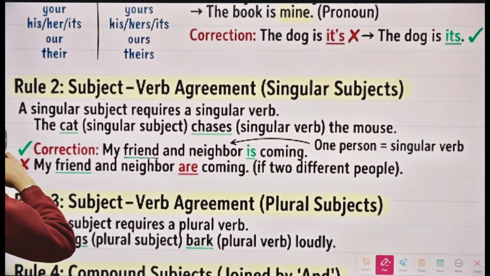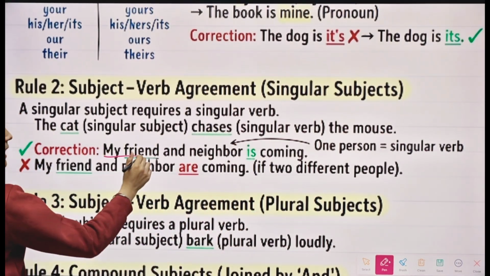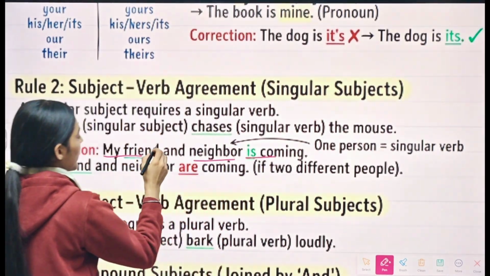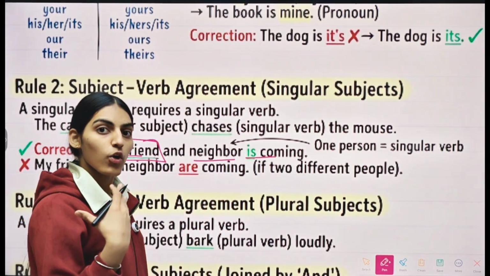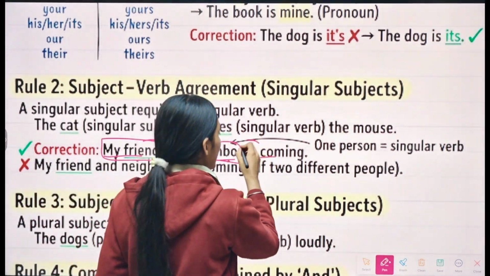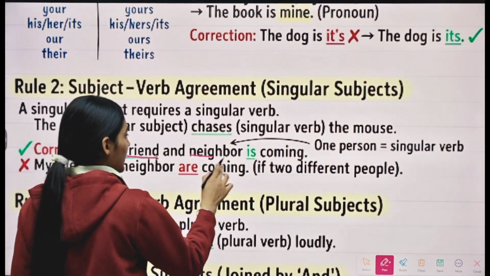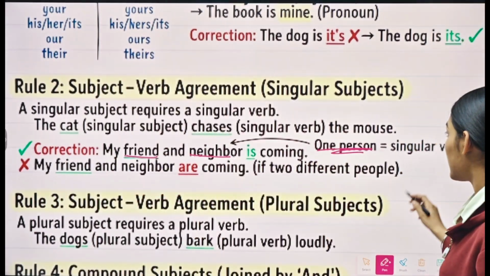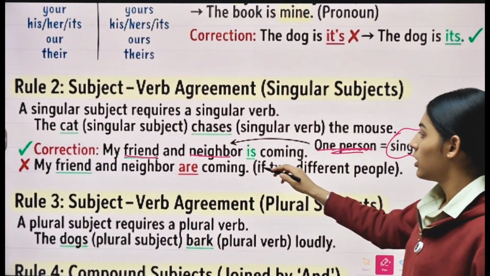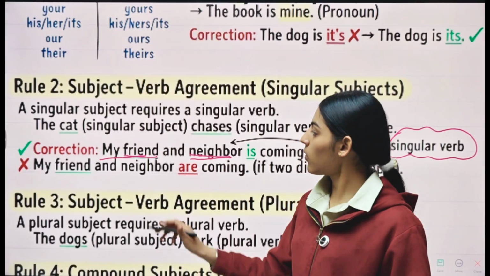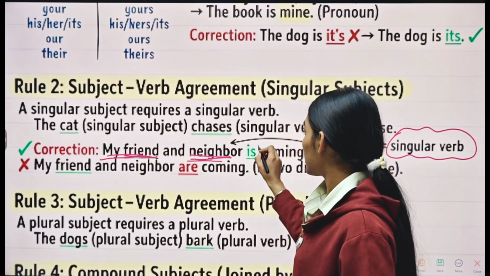Then we have the second example. This is quite important. My friend and neighbor is coming. So here my friend who is also my neighbor is coming. So don't get confused. My friend and neighbor, they are behaving as a single person and along with that we will use the singular verb. So here my friend who is my neighbor also. My friend and neighbor is coming.